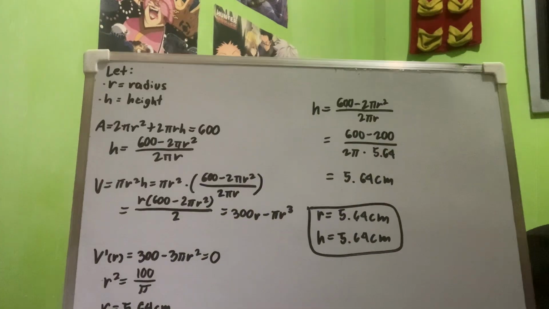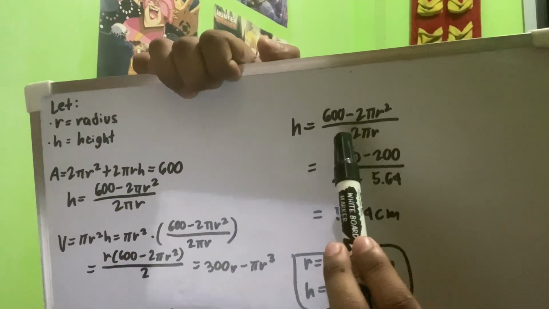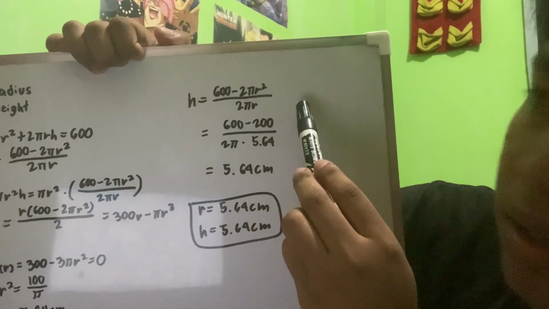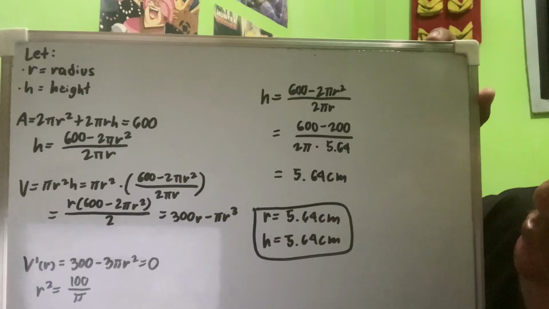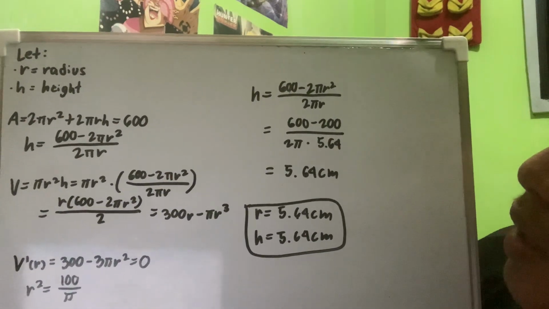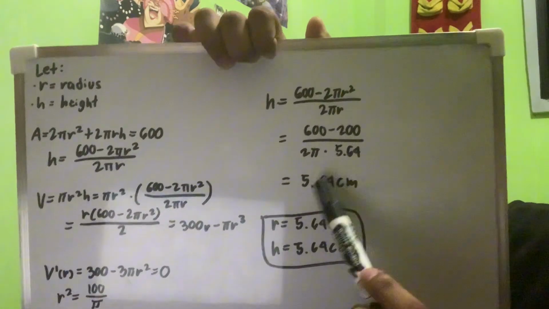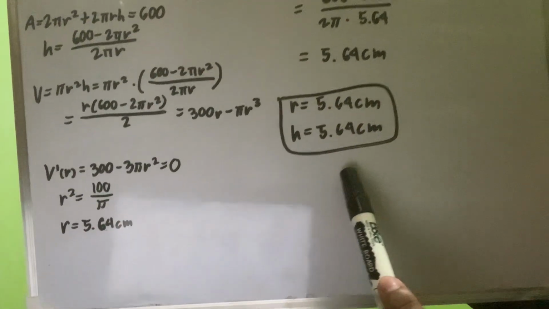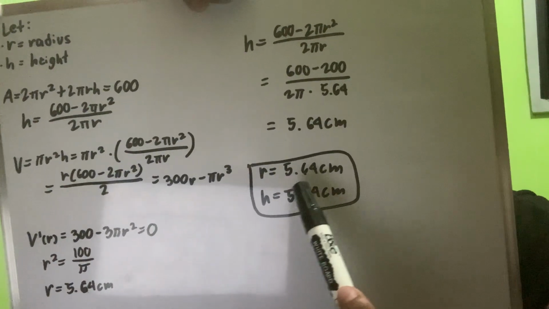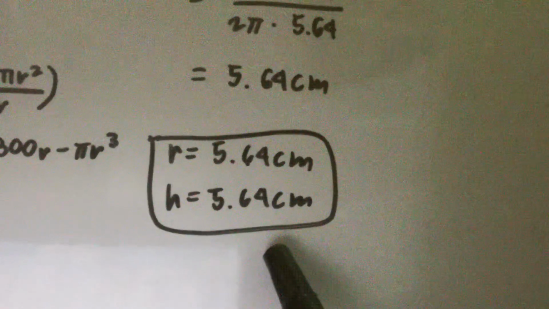So we already have the r, so we're going to solve for the h. So h equals 600 minus 2 pi r squared over 2 pi r. So equals 600 minus 200 over 2 pi times 5.64. So the answer is, we have the h is 5.64 cm. So this is the answer of problem number 4: r equals 5.64 cm and h equals 5.64 cm.